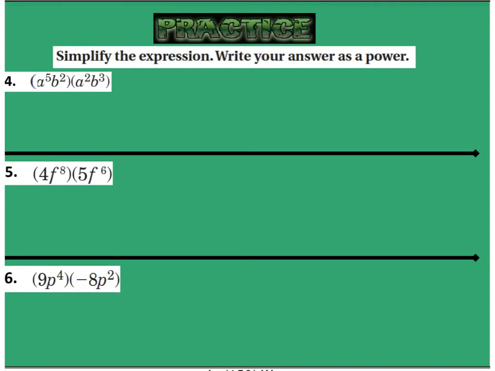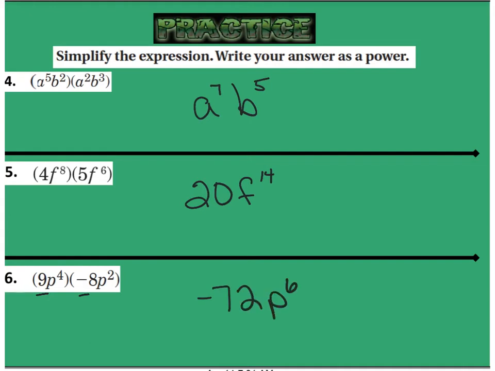Same thing here. Pause the video, try to do them on your own, and then come back and see how you did. I'm going to do the a's first, a to the 7th, b to the 5th. I'm going to do the coefficients. 4 times 5 is 20. F to the power of 8 plus 6 is 14. Coefficients would be -72. P to the power of 6.